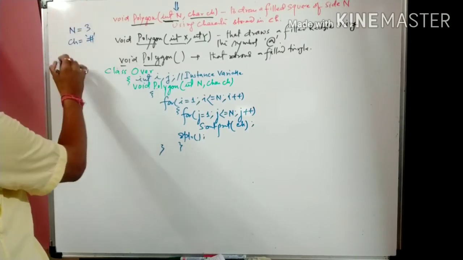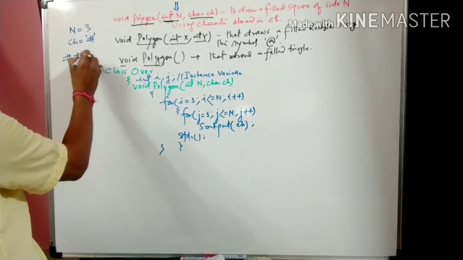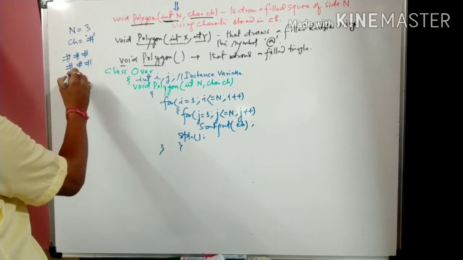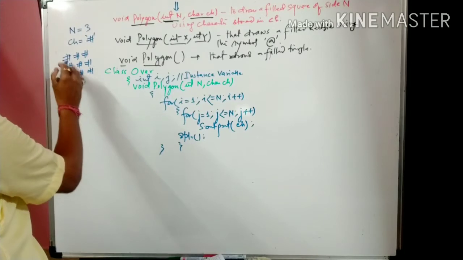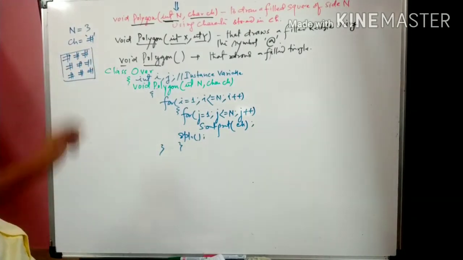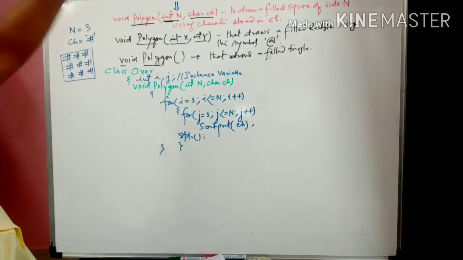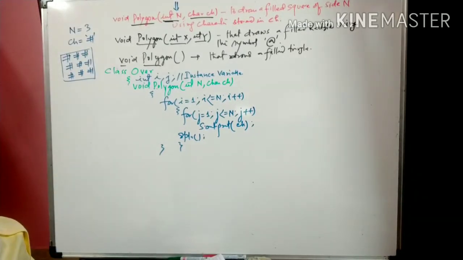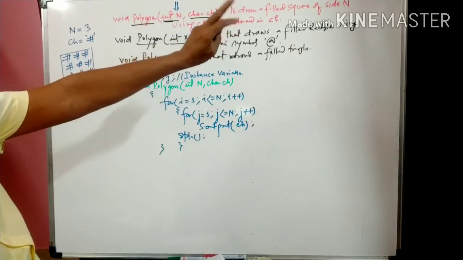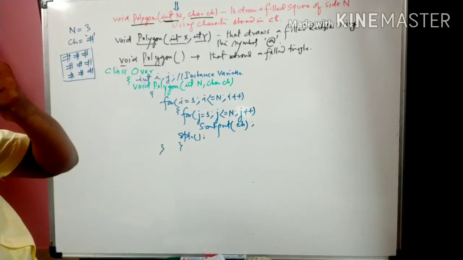So 3 rows and 3 columns means your shape will come just like a square box. When the total number of rows and the total number of columns are the same, your shape will be a square box. Number 2, integer x and integer y, draws a filled rectangle using the symbol @.